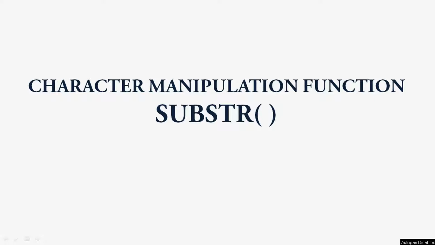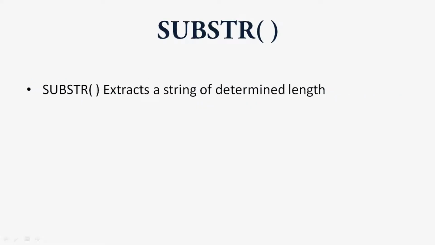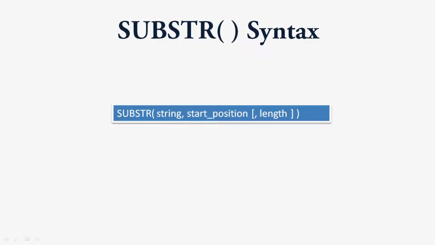In this video we are going to see the character manipulation function substring. The function substring extracts a string of determined length. Here we can see the syntax for this function: substring, with the parameters string, comma, start position. Then there is an optional field that is length. We will see each parameter in this substring function.